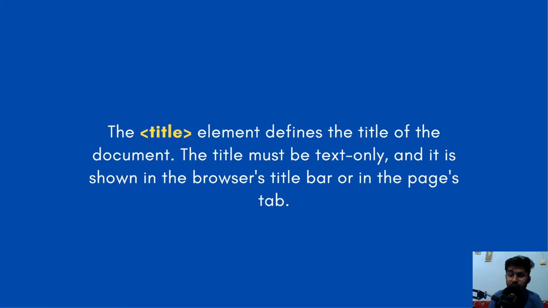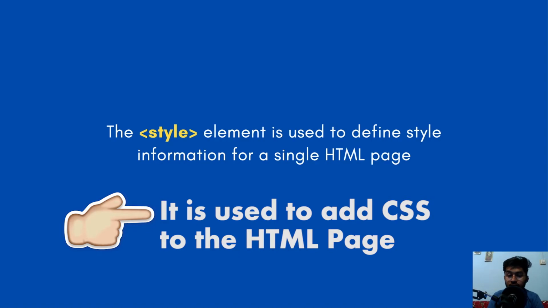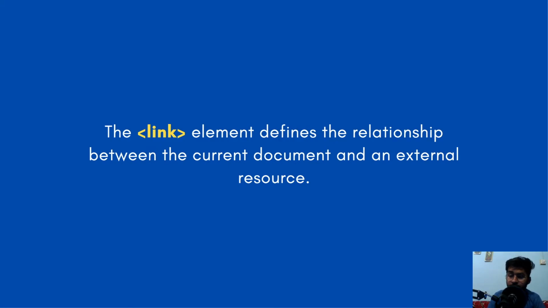The title element defines the title of the document, and the title must be text only, and it is shown on the browser's title bar or in the page tab. And we also have the style element, which is used to define the style information for a single HTML page. And we have a link element that defines the relationship between the current document and the external source.